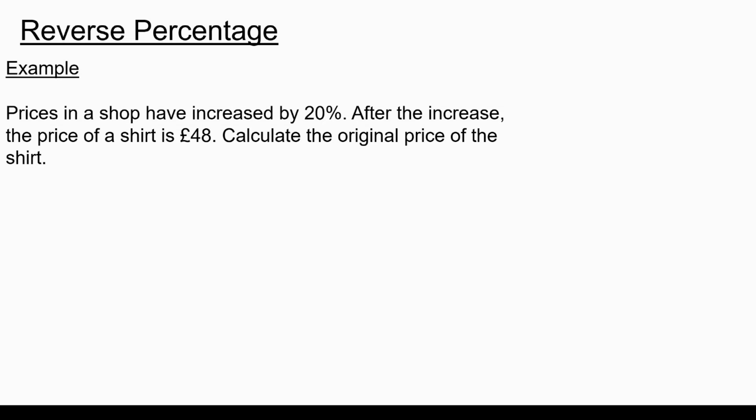Prices in the shop have increased by 20%. After the increase, the price of a shirt is £48. We want to calculate the original price of the shirt. To do this, we use what is called reverse percentage.